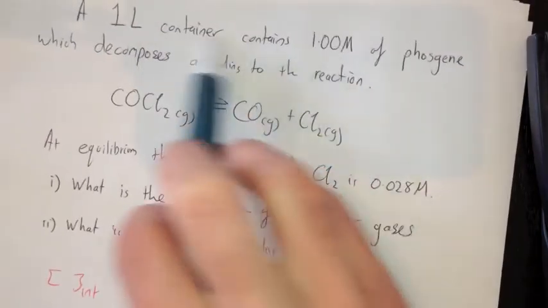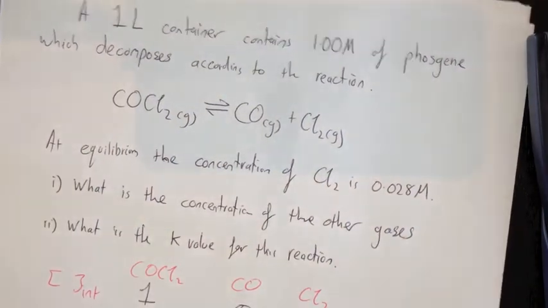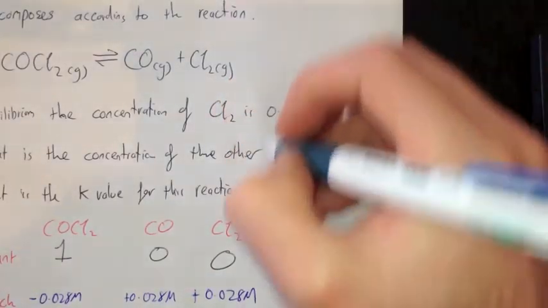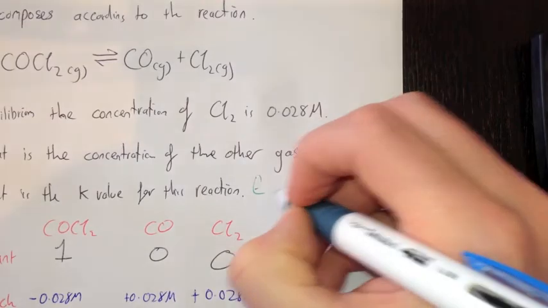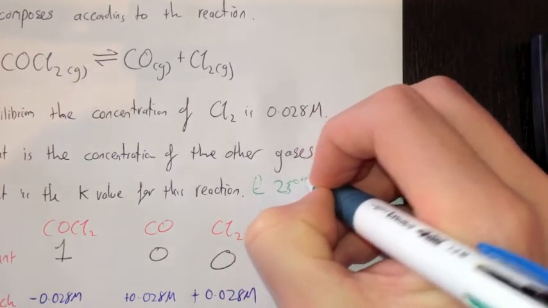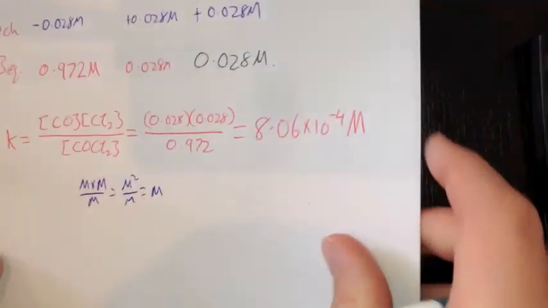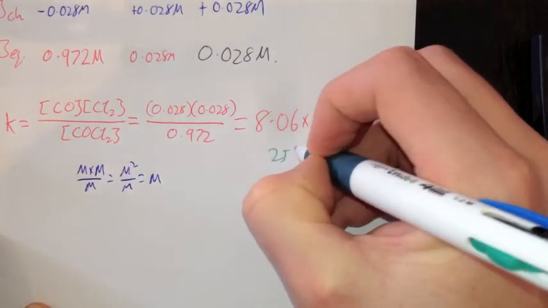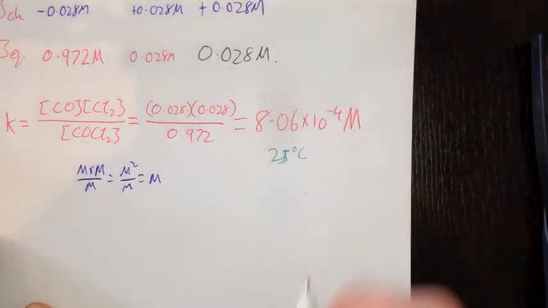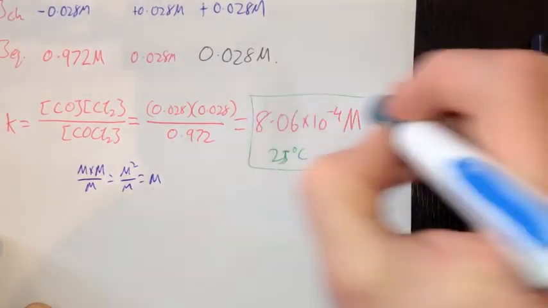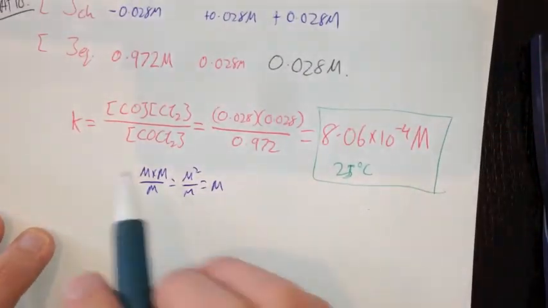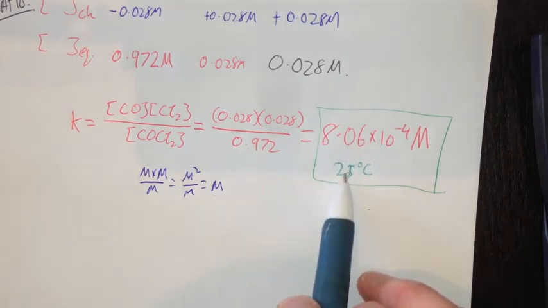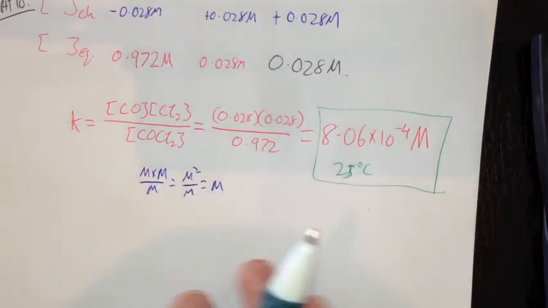Obviously, we haven't been given a temperature, but if you were given a temperature, let's just say this was at 25 degrees Celsius, you would say that this is the K value for 25 degrees Celsius. K is always temperature dependent, so you should put a certain K and the temperature that K was being recorded at.